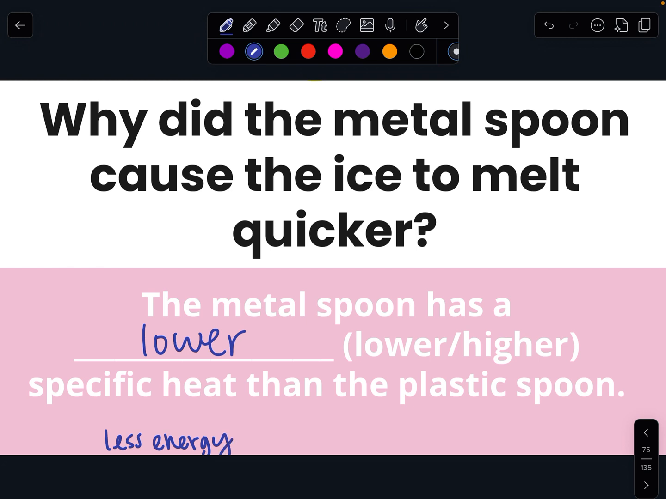So it didn't take very much energy from your hand in order to start melting that ice, right? Almost as soon as you hold the spoon, the ice is going to start melting because it's pulling all that energy from your hand. You're going to heat that spoon up really quickly just by holding it.